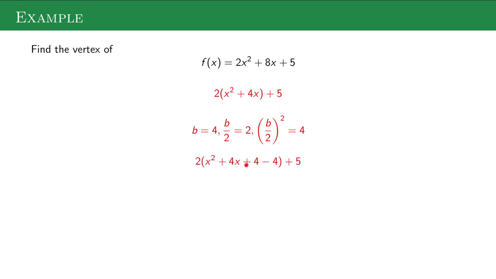Just like the last round, I have to add 4 and then subtract 4. Again, I'm just working in the parentheses right now. So I add 4 and subtract 4 in the parentheses. These 3 terms are what combine to give me my perfect square. And now I'm pretty much done with completing the square.